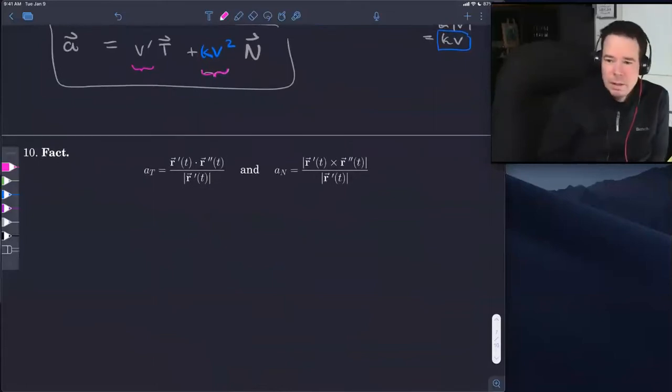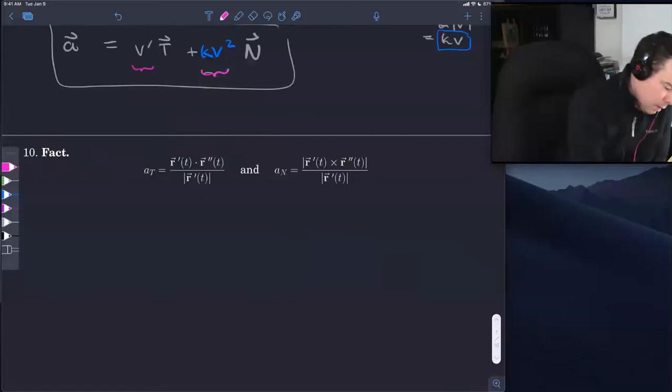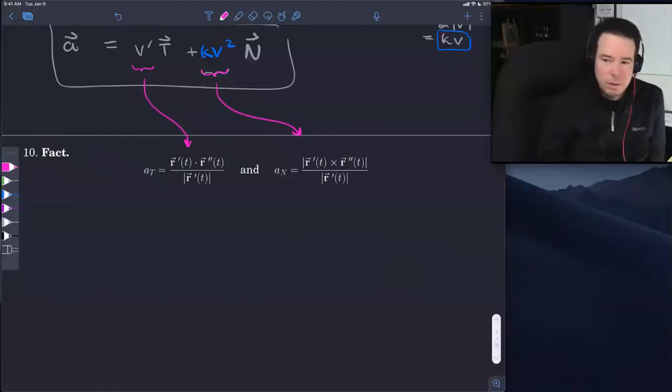So I'll just keep that up. The acceleration has 2 components: our rate of change in our speed, and our rate of change in our direction, our component in the normal direction. The way we can compute both of these is as follows. That's how we can compute the tangential component of acceleration, and that's how I can compute the normal component.